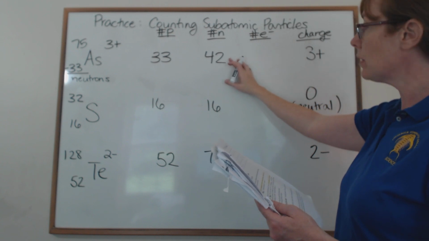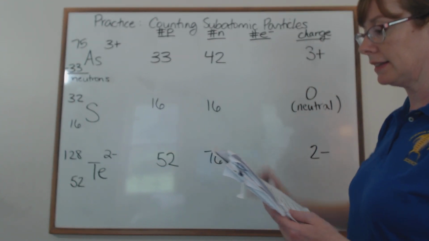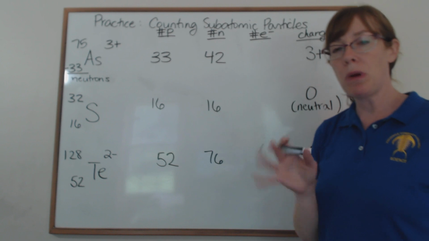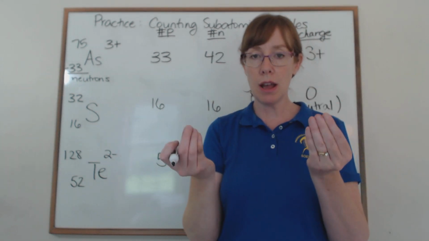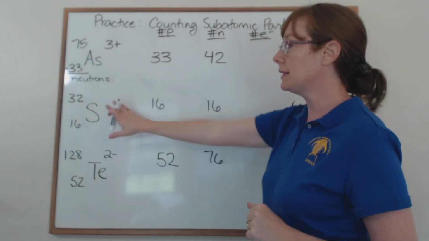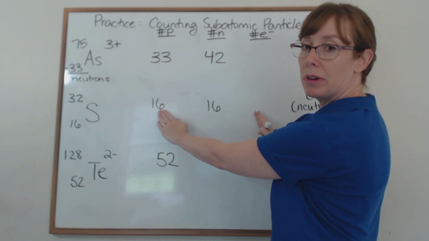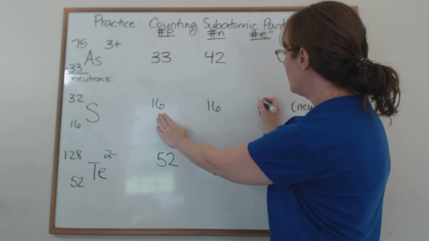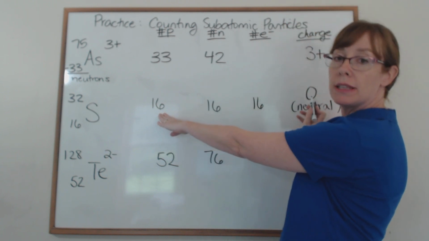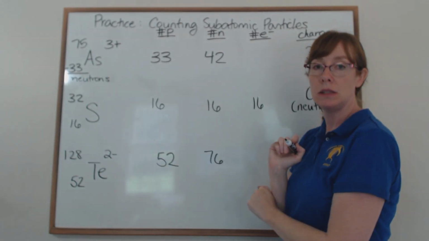So wait, make sure I have these right. 42, 16, and 76. Yeah. Okay. Number of electrons, probably the one that takes a little bit of the most concentration. Let's start with this one. That's the easiest one. If it's neutral, the number of protons equals the number of electrons. They have to be equal if it's neutral, because that's the only way that you get 0 charge. So that's the easiest one.